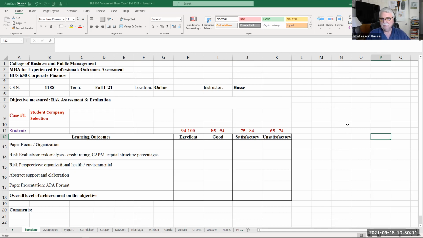Abstract support and elaboration was making sure that you stated your abstract at the very beginning of the paper and then proved what you were talking about in your abstract, your conclusions, in your work in the paper. So I was looking for some consistency in explaining your abstract, explaining what the paper is about, and then following up in the work throughout the case. And then finally, the presentation format, the APA format of title page.